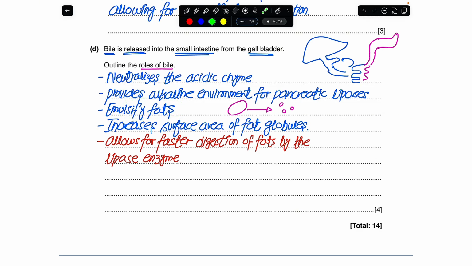The important point here is that the breakdown of the large fat molecules into small fat droplets is not chemical but physical digestion. Once the bile has emulsified the fat, it also increases the surface area of the fat globules, which allows for faster digestion of the fat by the lipase enzymes. Since this question asked for an outline, you can write any four of these. I have written five, but you may prefer writing just four.